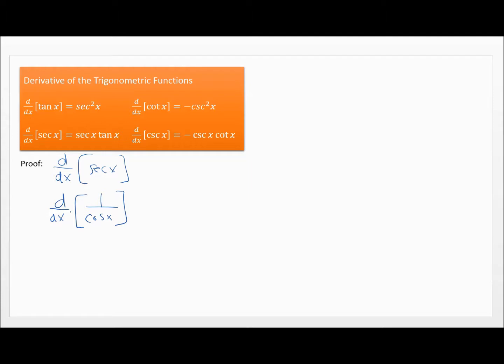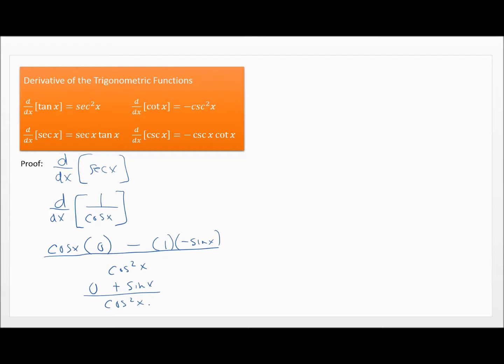So low d high, so low, cosine of x. What's the derivative of the high? What is the derivative of 1? 0, right? So low d high minus high, which is 1, d low. So what's the derivative of cosine? Negative sine of x over, and this is what people tend to forget, low squared. So that's cosine squared of x. Now I just simplify. Y'all know cosine of x times 0 is just 0. This negative 1 times this negative sine of x gives me plus sine of x over cosine squared of x.